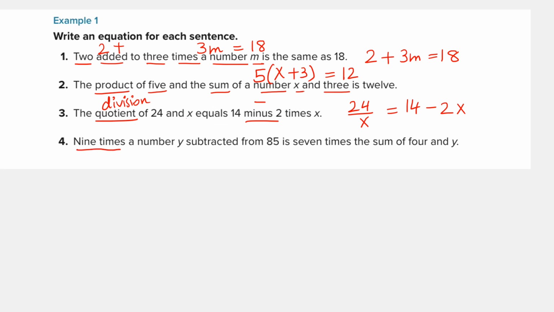Then 9 times a number y, subtracted from 85. So from 85 you are subtracting, is equal to 7 times the sum of 4 and y. So 4 and y means 4 plus y. So sum of 4 and y is 4 plus y, and 7 times, so 7. So this is going to be the equation.